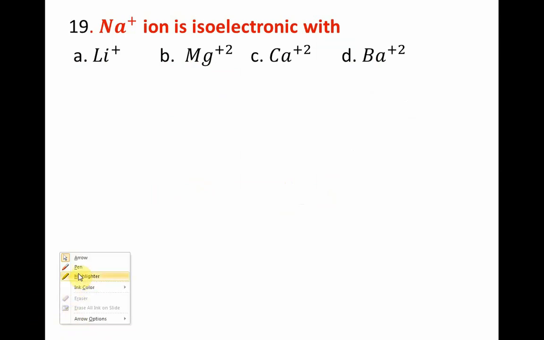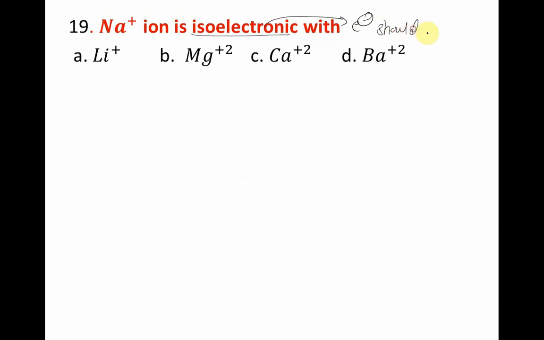The next question is linked with isoelectronic ions. Ions of different elements having different charges and different atomic numbers but having the same number of electrons. Isoelectronic means the electrons should be the same in different ions. Such ions are called isoelectronic ions.